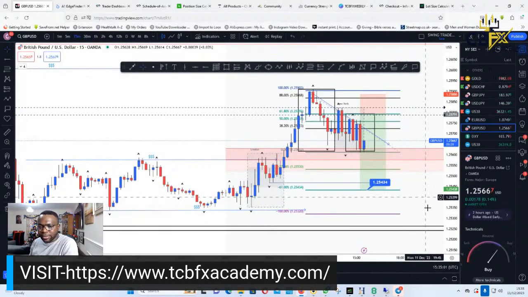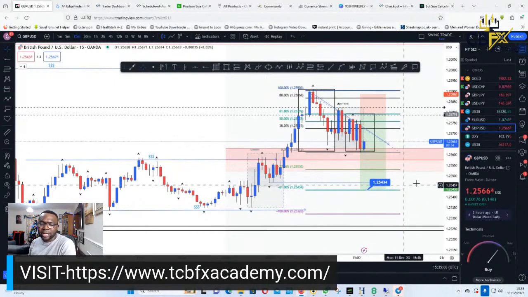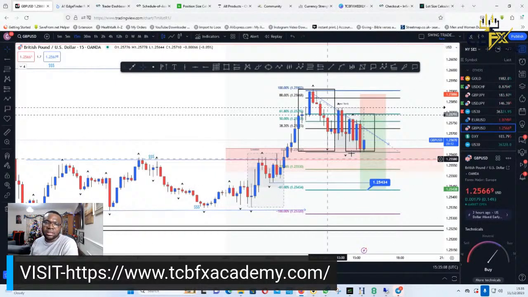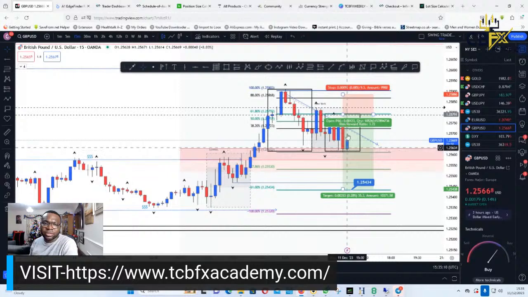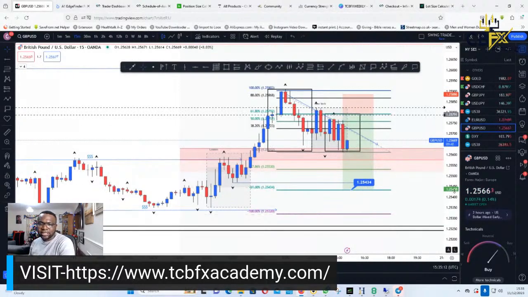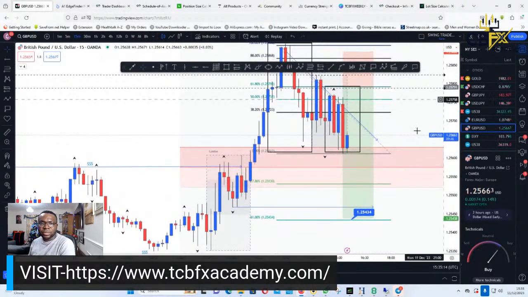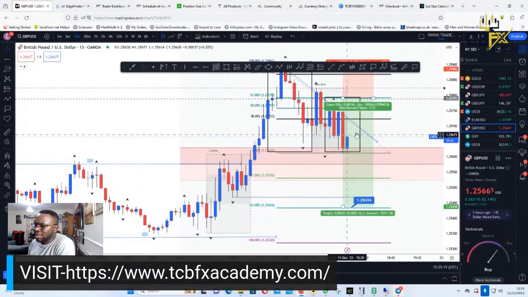Is the New York session over now? Yes, the New York session for me is over. That's 3:35. So you can see this candle that is printing now is actually printing outside the New York session. So that was the entry candle. We're just waiting for that push to happen, but it didn't let us.